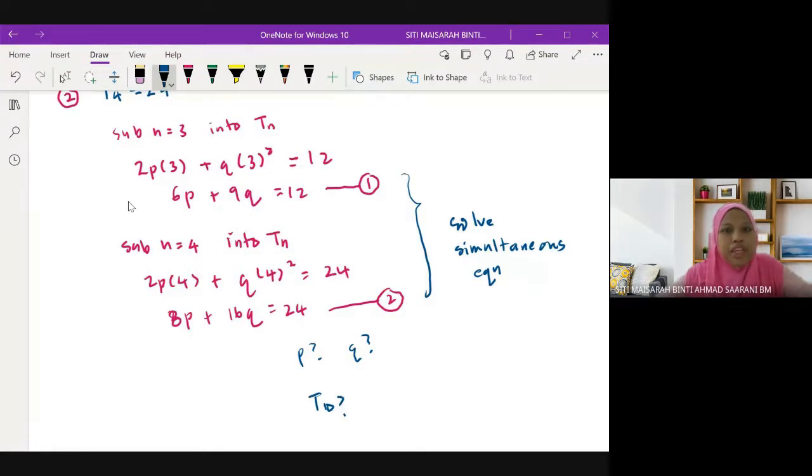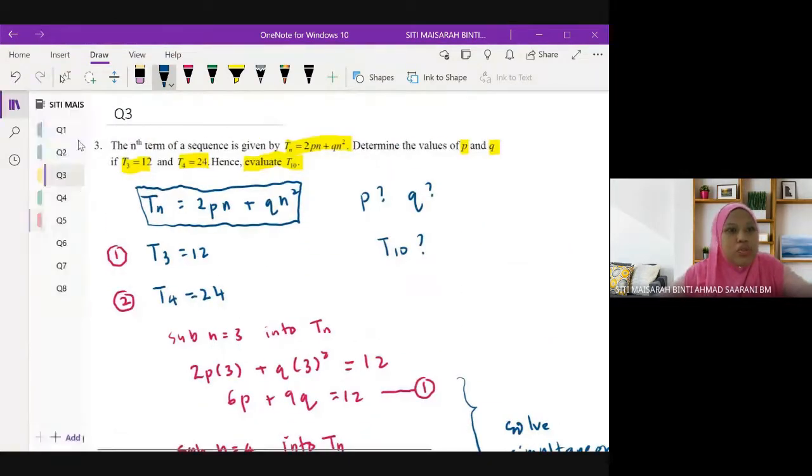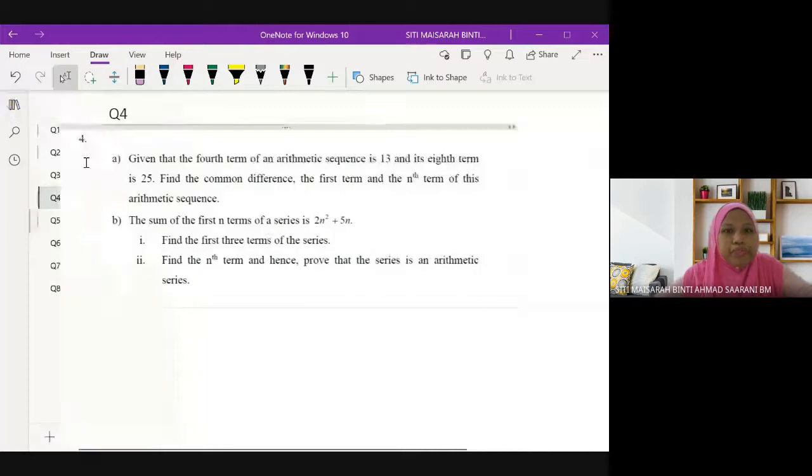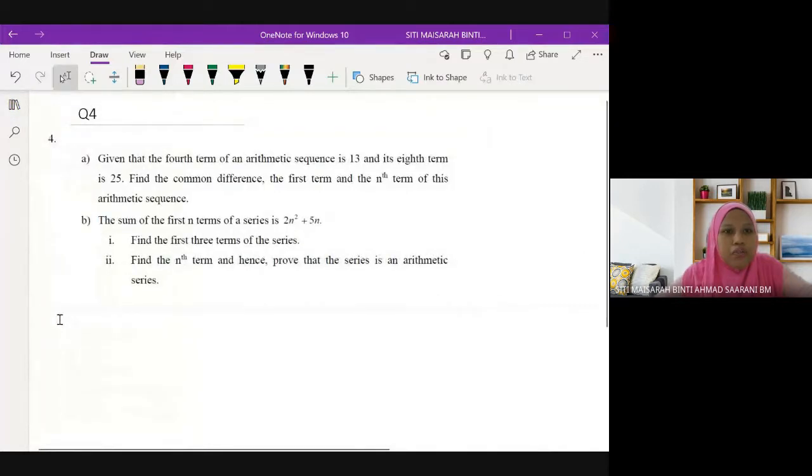Jangan lupa. Okay. And then next question, question 4. For question 4a, given the fourth term of an arithmetic sequence. Dia dah bagi tahu this is arithmetic. And then fourth term dia is equal to 13. The eighth term, T8, is 25. Find the common difference, first term and n term of this arithmetic sequence.